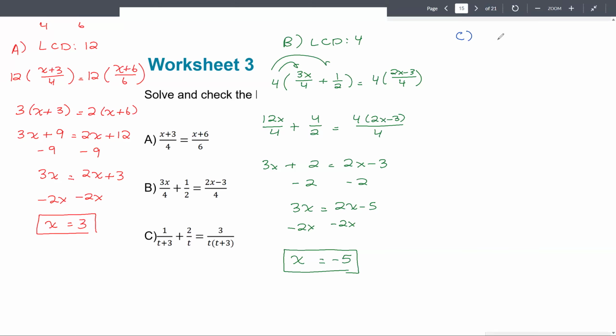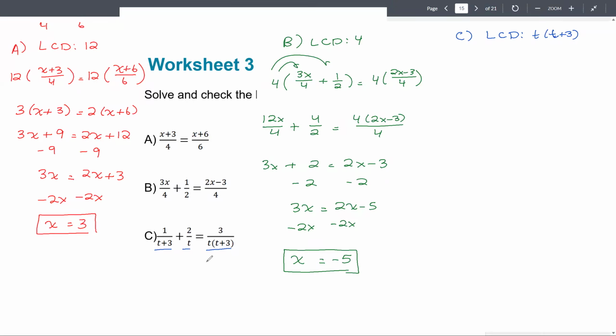Now C, it's going to be a little more complicated, well, not too much. We see that we have t plus 3, we have t, and we have t times t plus 3. So if I have t times t plus 3, what we're going to see here is that t plus 3 will divide into the LCD, t will divide into the LCD, and t times t plus 3 will divide into that LCD. So we want to multiply everything by t times t plus 3.